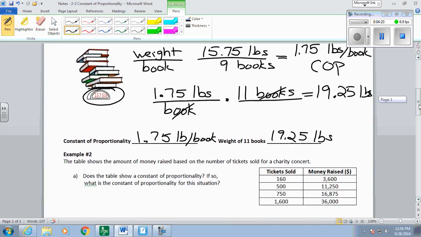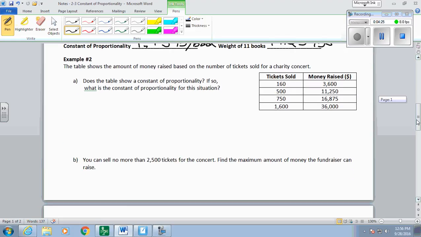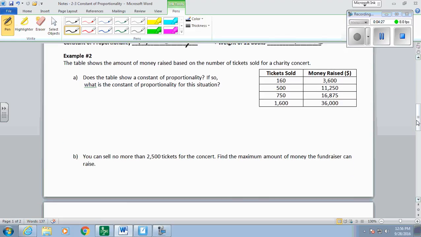Question number 2 says that the table shows the amount of money raised based on the number of tickets sold for a charity concert. So A is asking, does the table show a constant proportionality? So again, thinking about constant proportionality is the same thing as y divided by x, or a unit rate. If so, what is the constant proportionality for this situation?